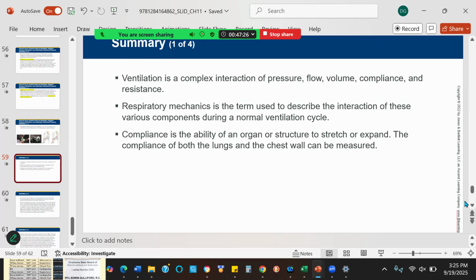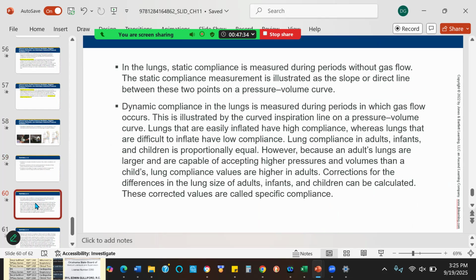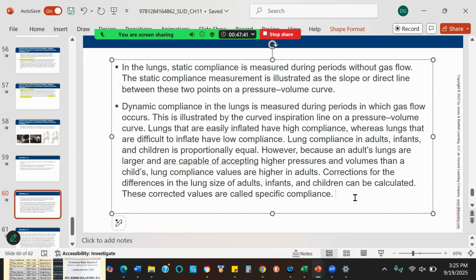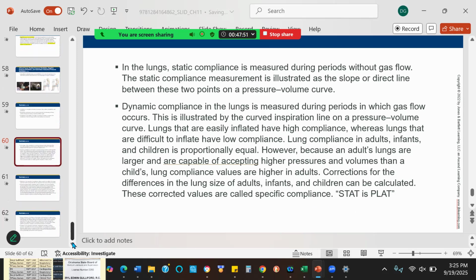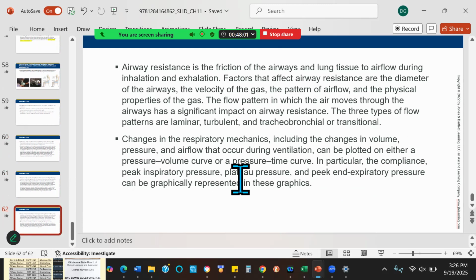Summary: ventilation is complex. Yeah, it really is, but you'll understand it. Respiratory mechanics, compliance, resistance, time constants, dynamic and static compliance. Stat is plat. That's directly from my first professor. Stat is plat. So plateau pressure is used to calculate static compliance. Peak pressure is used to calculate dynamic compliance. Pressure gradients are very important in what happens in the lung. Airway resistance is key in any condition where the airways are narrowed. And we can sometimes use a mixture of helium and oxygen called heliox to overcome very high airway resistance.